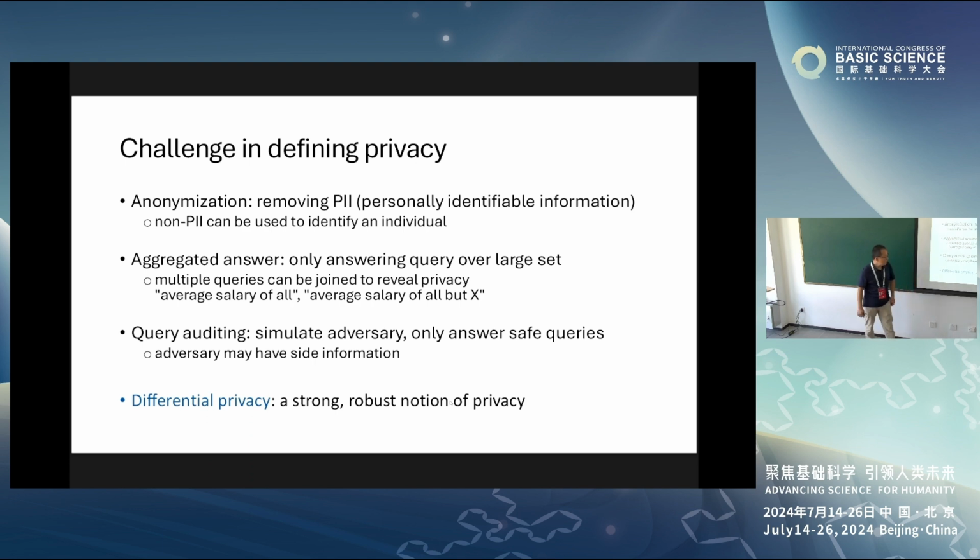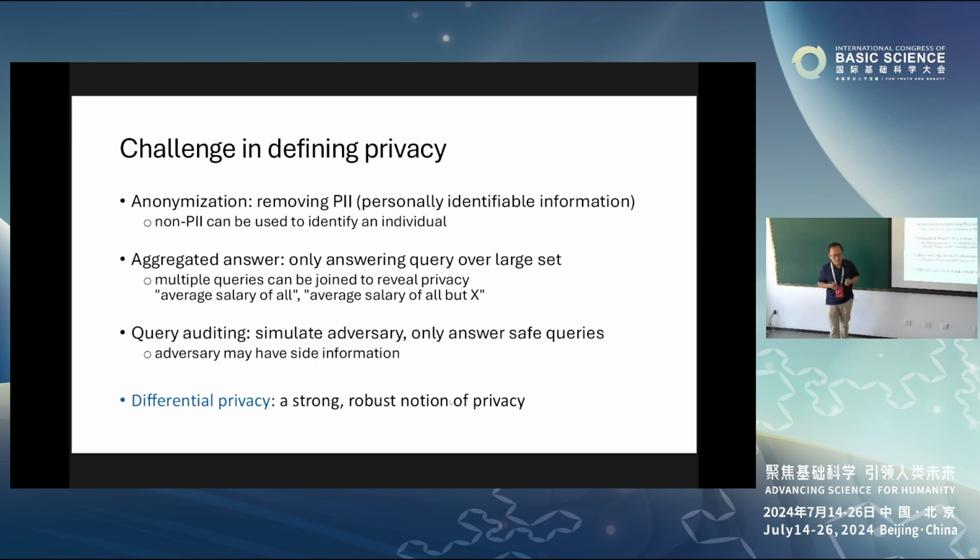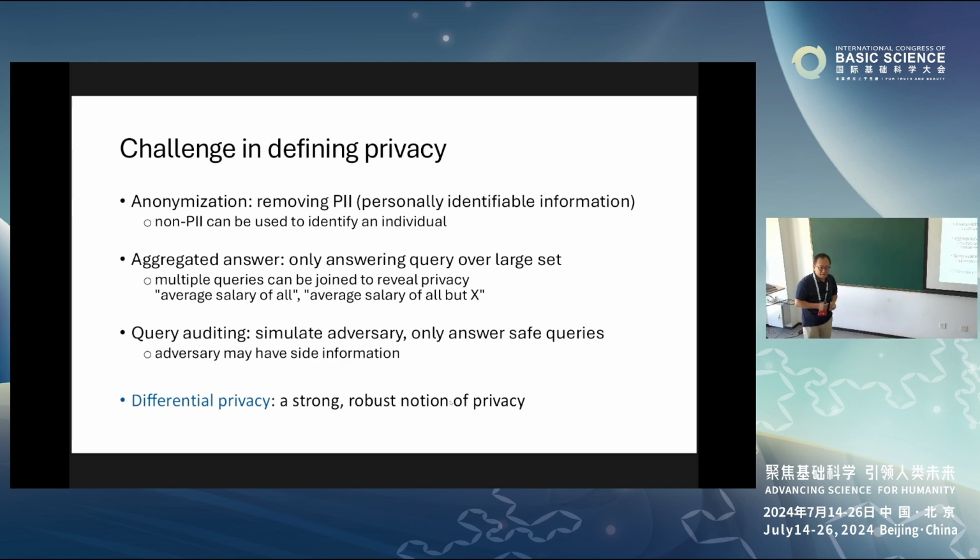Right? So the third approach is let's just do auditing. Let's say I'm the owner of the data set, then I just try to simulate you. So let's say if you want to ask this kind of queries together, they can leak somebody's privacy, then I just refuse to answer the second question. But of course, the problem is you don't know what the adversary knows, right? Especially the side information they know, they can use that to go against you. So as we will say soon, differential privacy is actually a robust notion which can get around all these attacks.